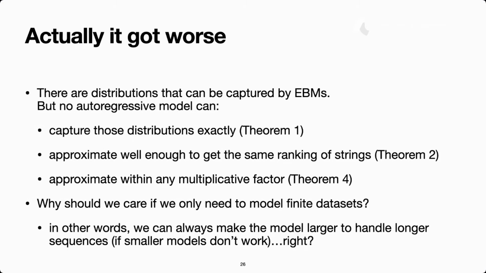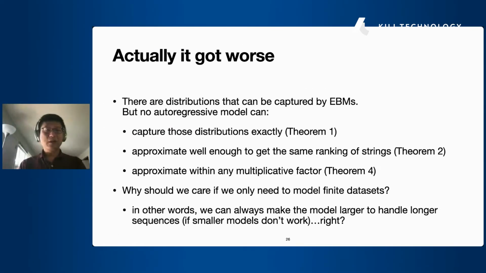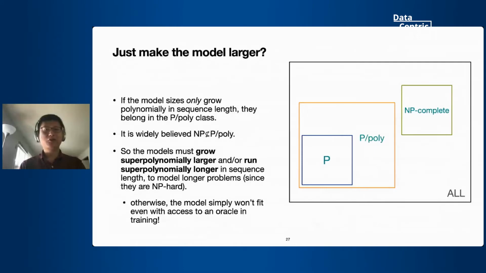The common question here will be, why should we care if our datasets are all finite? In other words, we should be able to make the model larger if a smaller one doesn't work because of the lack of capacity, right? It turns out that, realistically speaking, we cannot just make a larger model when a smaller one doesn't work.